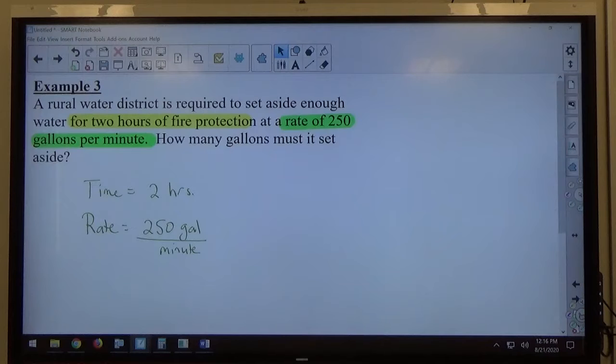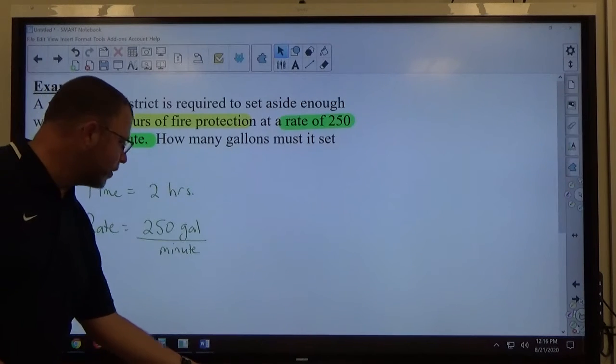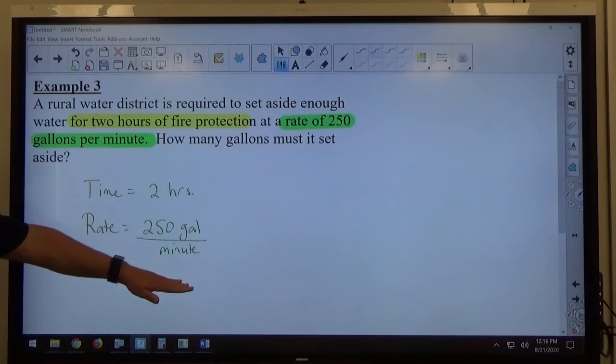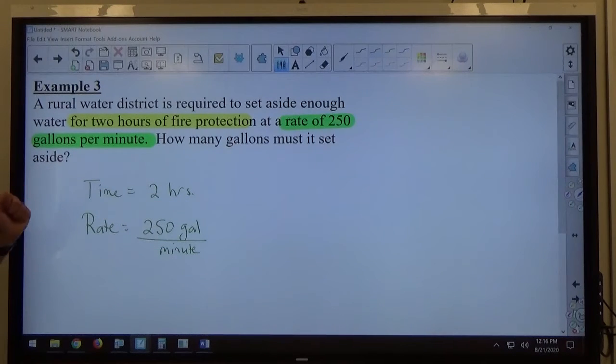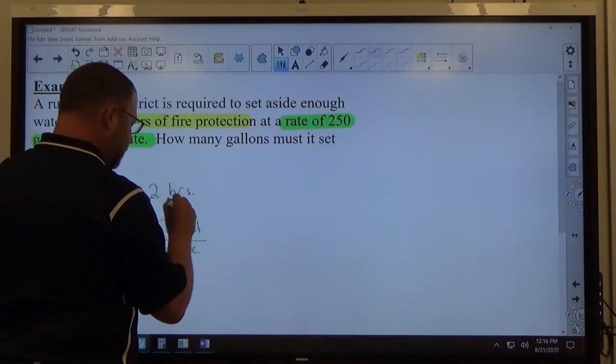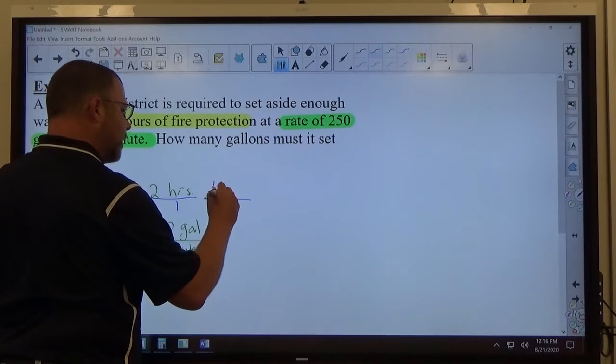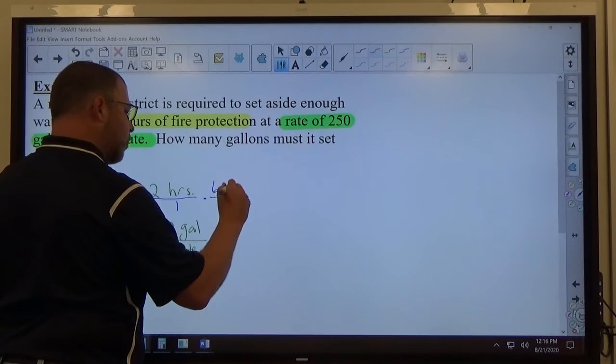Now the first thing I notice about this problem is the units of time don't agree with each other. I've got a unit of hours for the time, and I've got a rate of gallons per minute for the rate of water usage. So first thing I want to do is make my time the same units. I can either make this gallons per hour, or I can make hours into minutes. I think changing hours to minutes is easier, right? So I'm going to take 2 hours over 1, and multiply by 60 minutes over 1 hour.